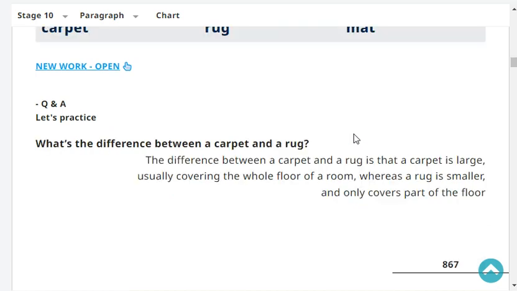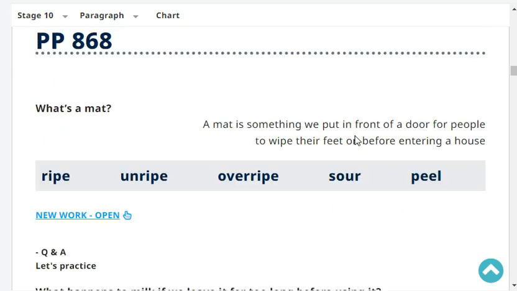What's the difference between a carpet and a rug? The difference between a carpet and a rug is that a carpet is usually large, covering the whole floor of a room, whereas a rug is smaller and only covers part of the floor.